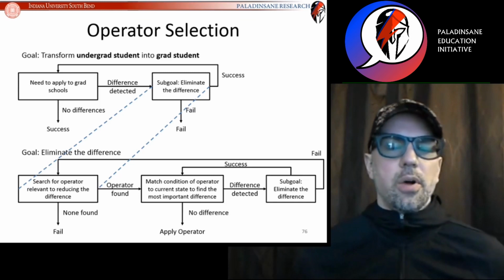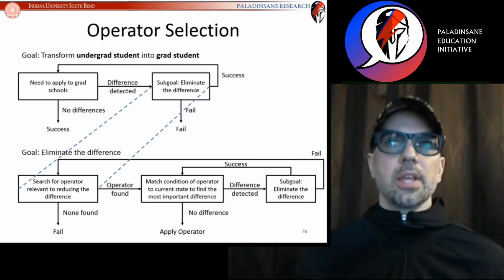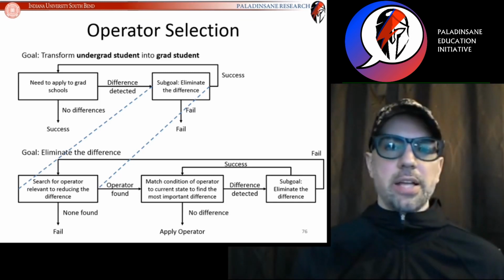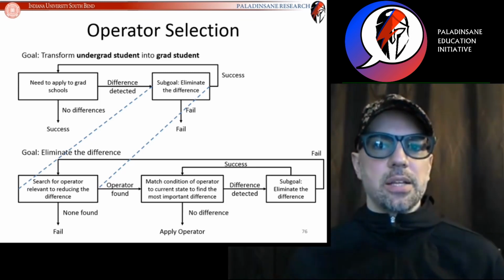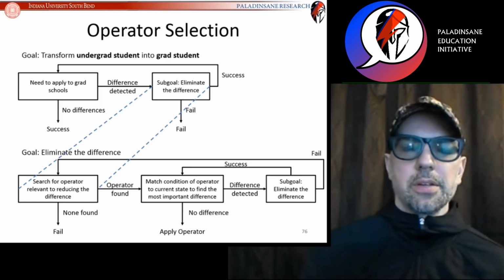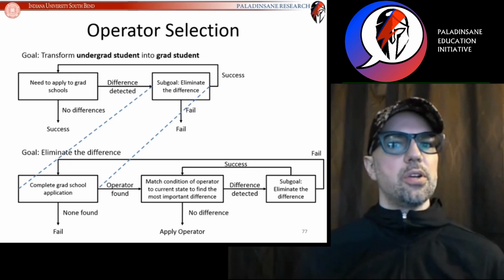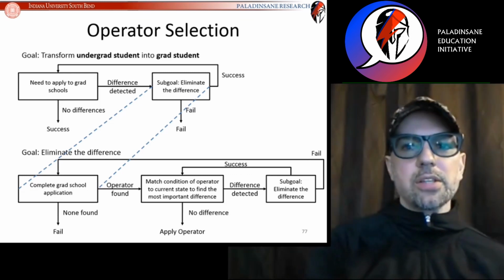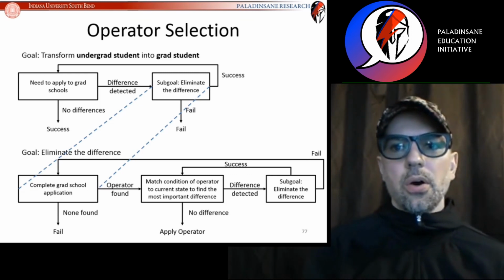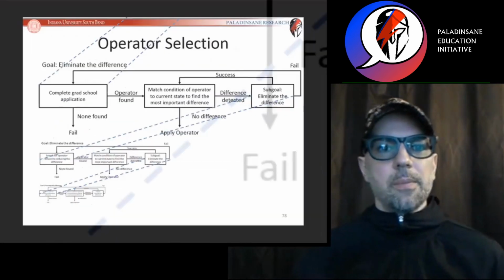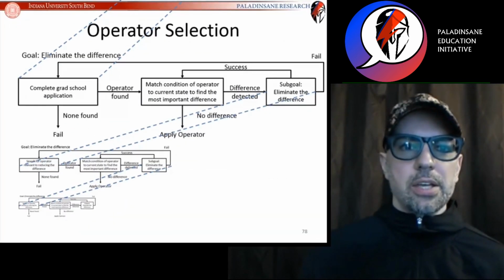So you ask yourself, well, I need to apply to grad school. There's a difference detected. I haven't applied to grad school, so I need to eliminate that difference. How do I eliminate that difference? Well, this sets up your new sub-goal: complete a grad school application. So let's zoom in on that one. We're going to complete a grad school application.